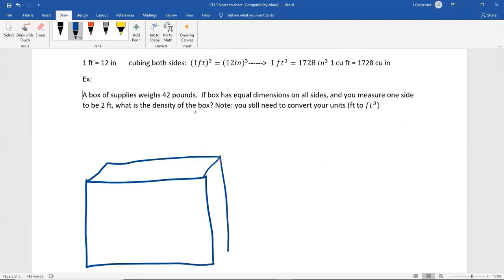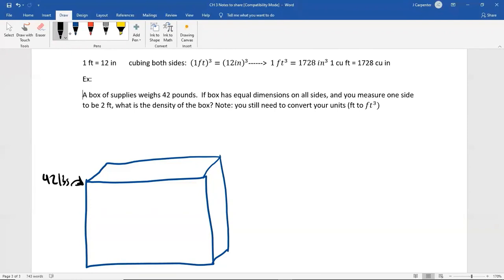Now, I'm going to assume this is a cubic box because it says if the box has equal dimensions on all sides. Now you might be like, Mr. Beckner, that doesn't look like a cube. Please ignore my poor artistic ability. It's a cube. So this box weighs 42 pounds in total. The whole thing is 42 pounds. So if you put that box on a scale, it comes out to 42 pounds exactly.